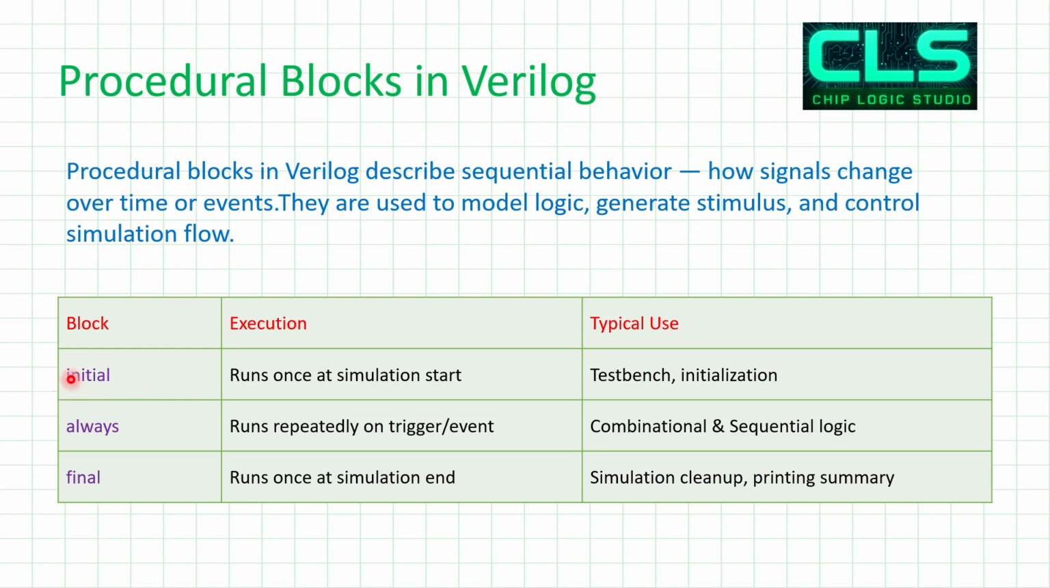Our mostly used blocks are the always block and the initial block. The always block is where we write logic: case statements, if-else statements, everything. As you know, hardware is always running, so we need something that always runs. The always block is used for that. It runs repeatedly on a trigger or event, so we can control it with triggers and events, and we can create combinational and sequential circuits with it. So let's move forward and see this step by step.